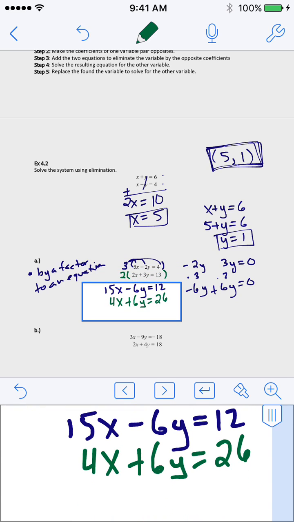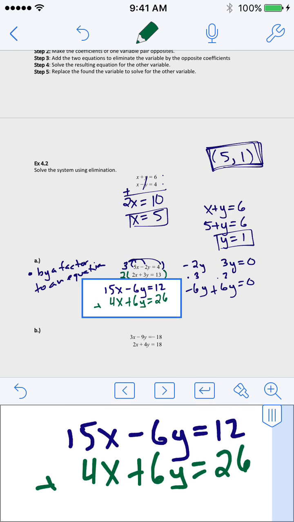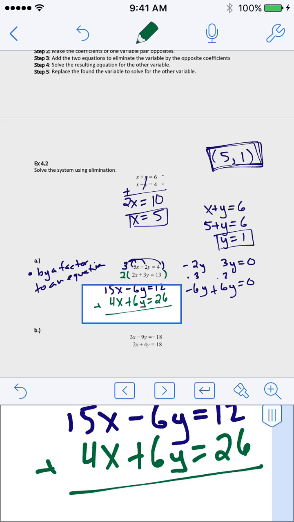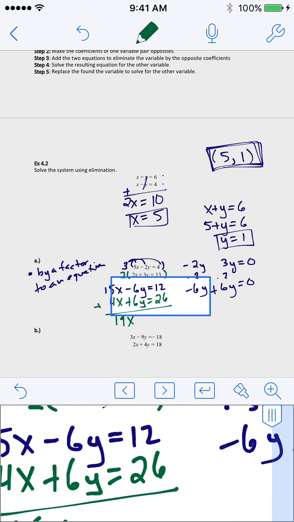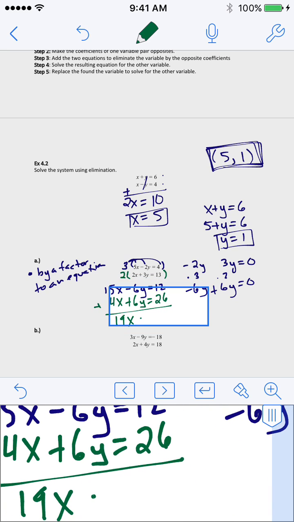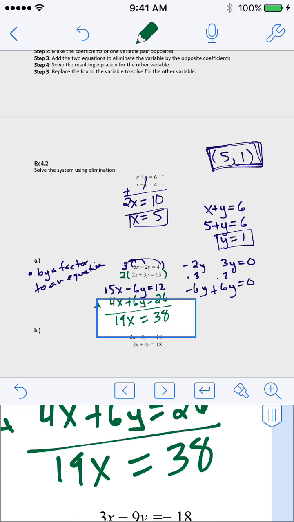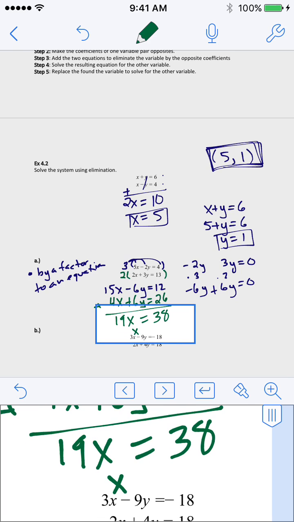Now I can see that if I add these two together, those y's are going to eliminate. So let's go ahead and do that. Add these guys together. 15 plus 4 is going to be a 19x. We already talked about the y's eliminating, and over here we get equal to 38. Yes, the numbers are getting a little big. That doesn't mean anything's gone wrong yet, because if I divide by 19, I see that x is equal to 2. Awesome.